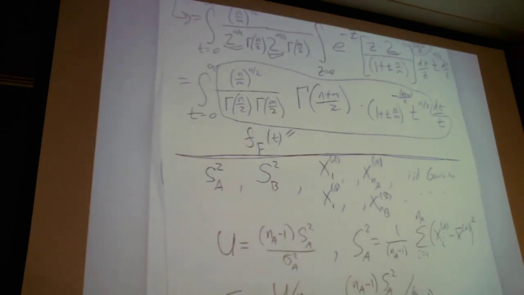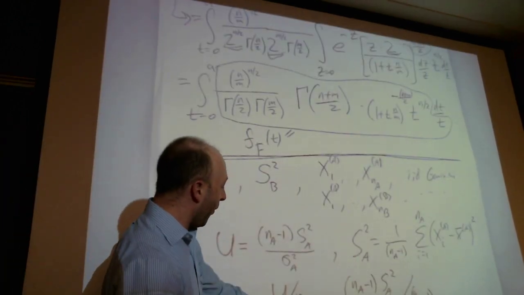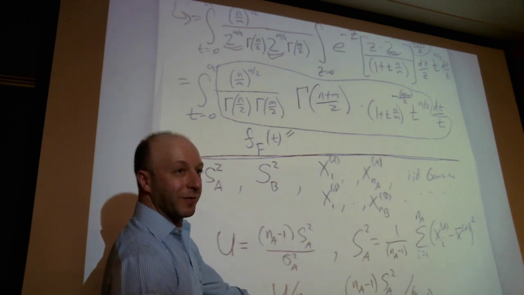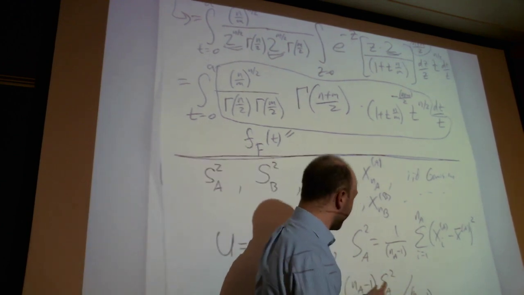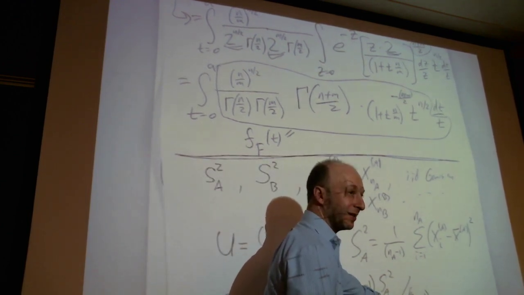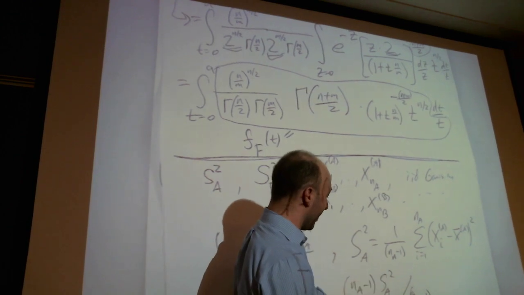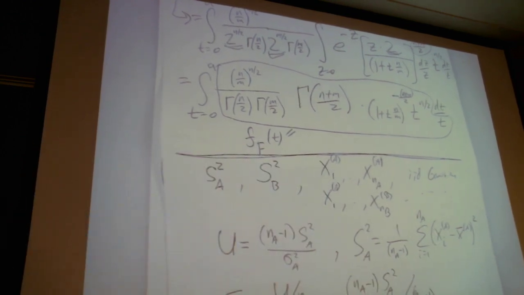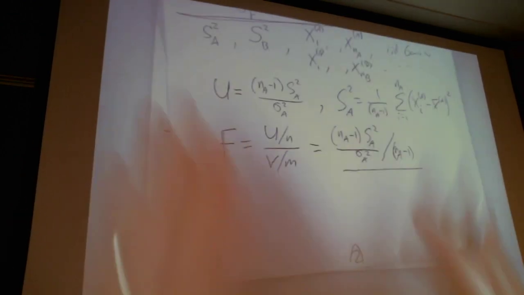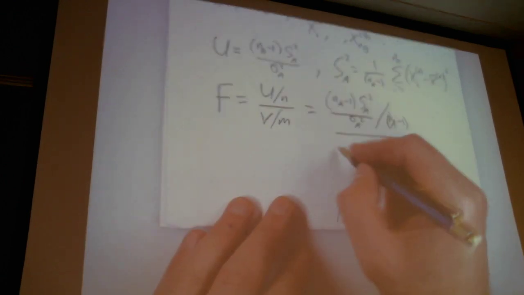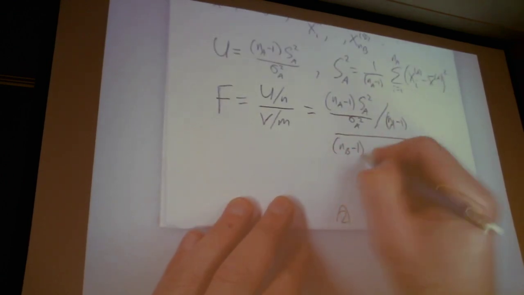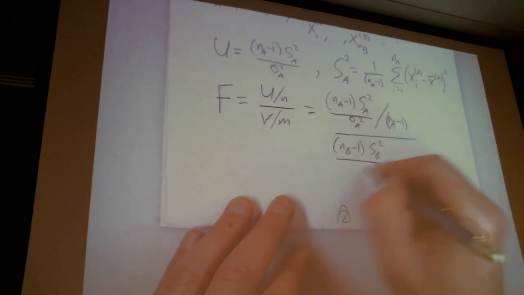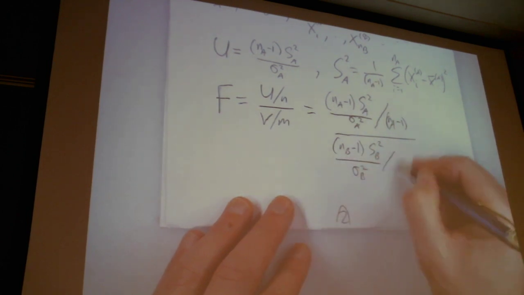I'll undo my beautiful origami of folding a piece of paper in half. The whole point is that we get to divide by the degrees of freedom. And when we do that division, these two things exactly cancel. And what's left is sample variance divided by true variance on top. And the same thing happens on the bottom: NB minus 1 SB squared over sigma B squared divided by NB minus 1.